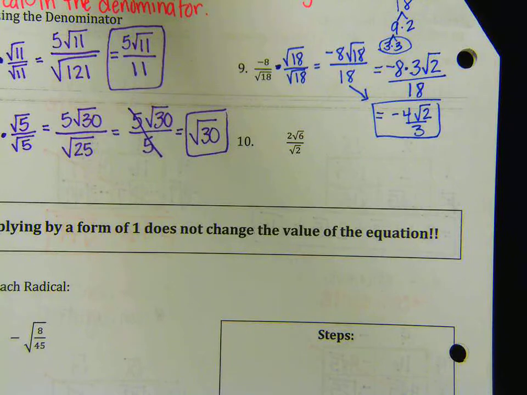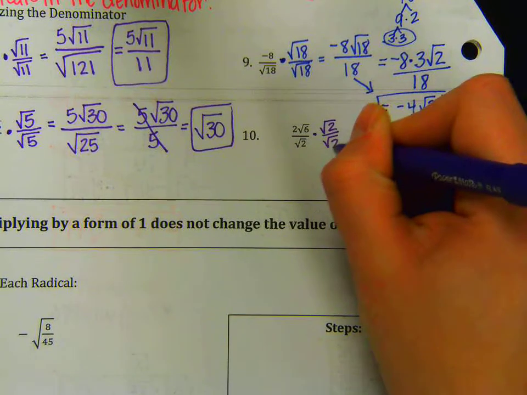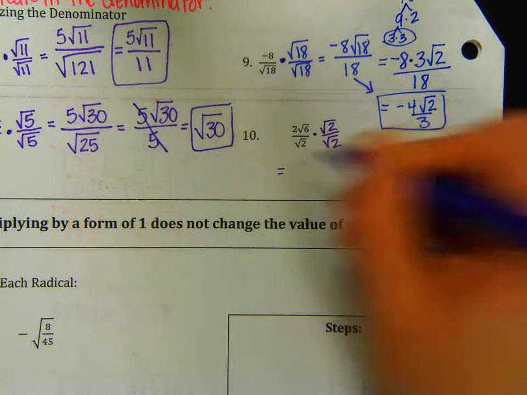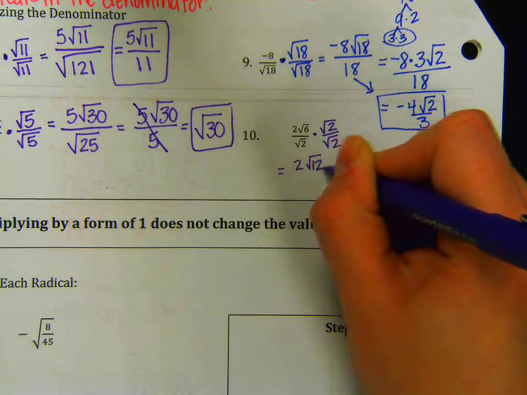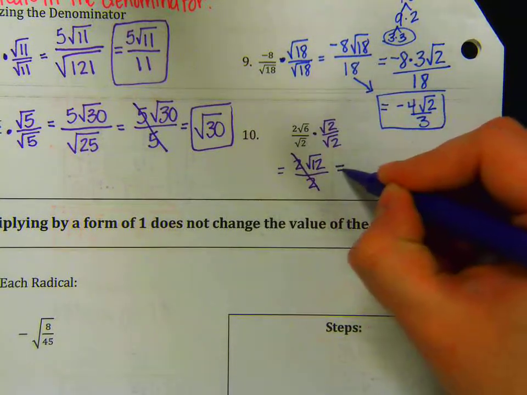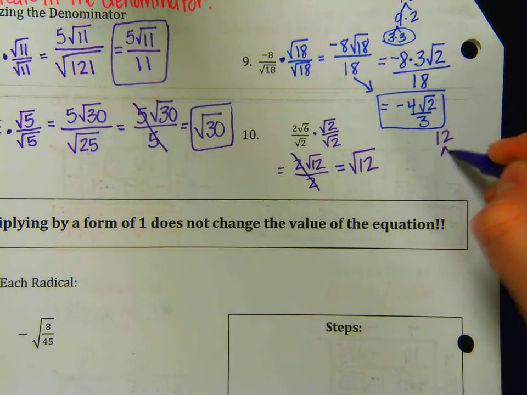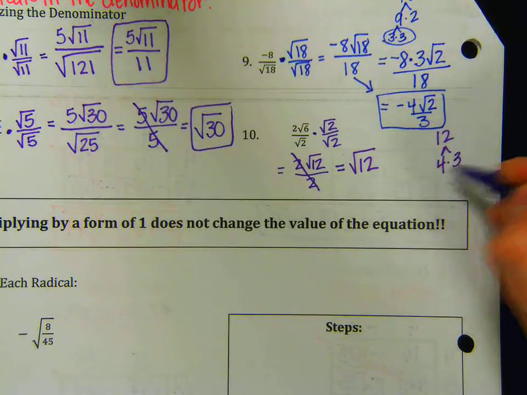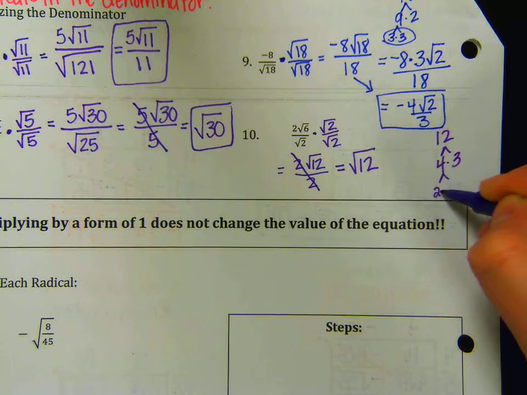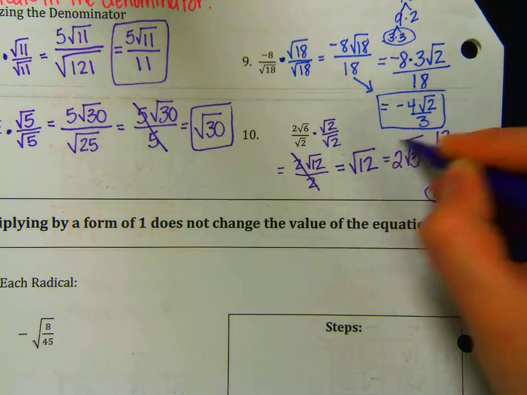Any other questions? Okay, number 10. I can multiply by square root of 2. That's going to get me 2 root 12 over, square root of 4 is 2. These cancel. I'm left with square root of 12, which can be simplified into 4 times 3. So my final answer is 2 root 3.